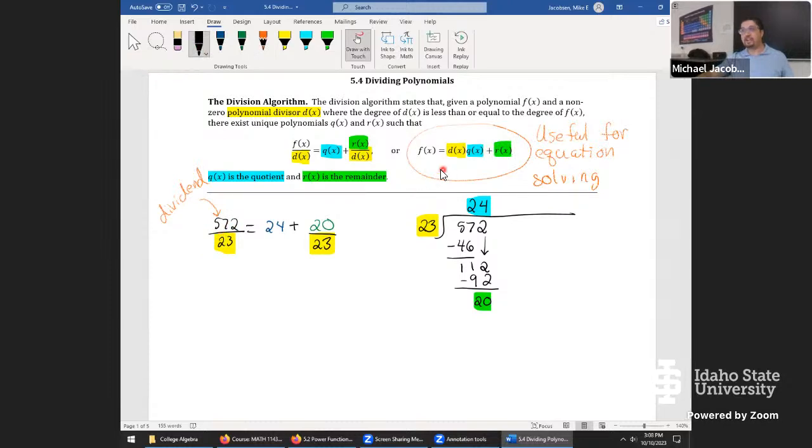In our problem, if we put it in that format, we would say the number 572 is equal to, well, first it'll be the divisor. So we'll take our divisor of 23. Then it multiplies the quotient. Our quotient is that value of 24, so 24 goes in. Then plus just the remainder of 20. And that's the related equation.